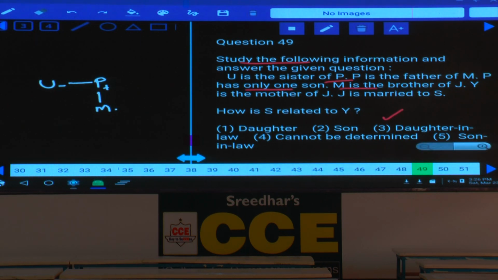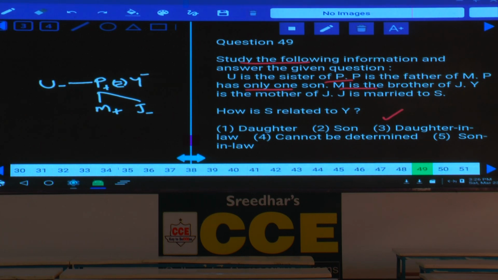M is the brother of J. As M is the brother of J, and P is having only one son, M is the son and J is the daughter. Done with this? And M is the brother of J. Y is the mother of J. As Y is the mother of J, P and Y are a married couple.